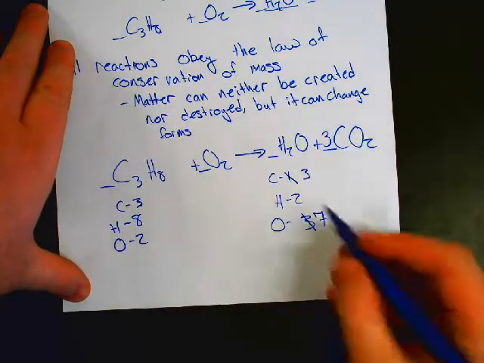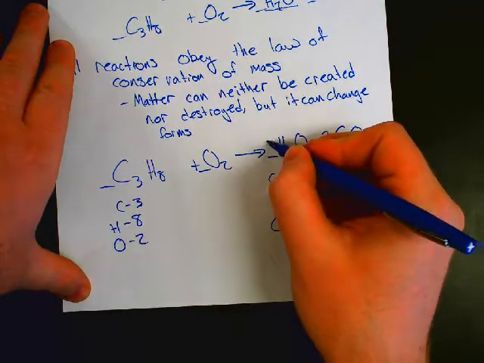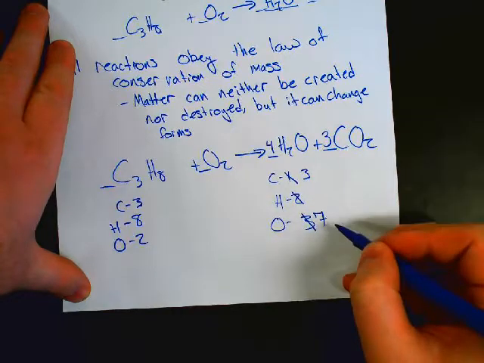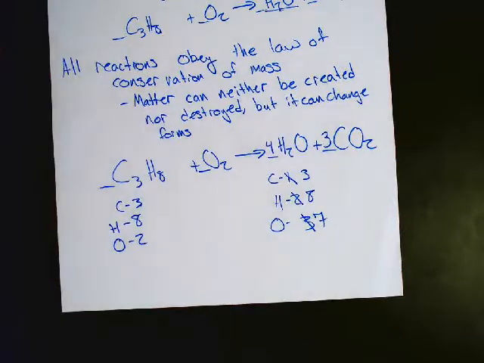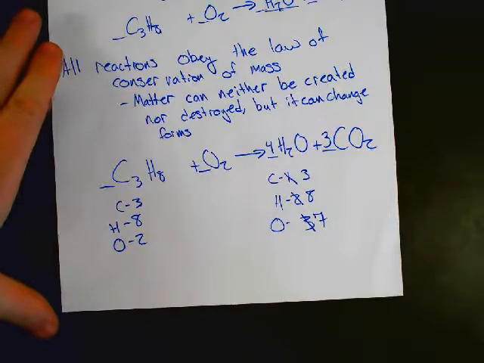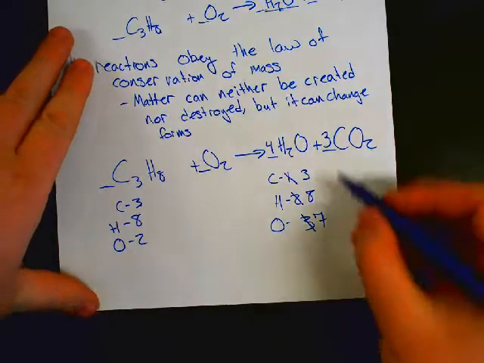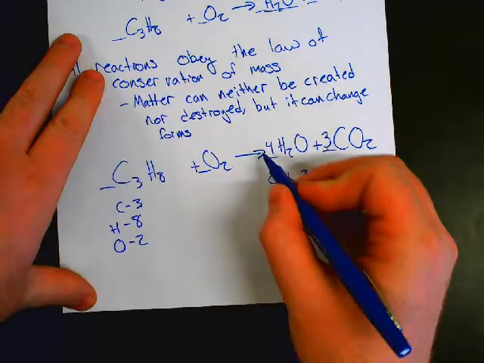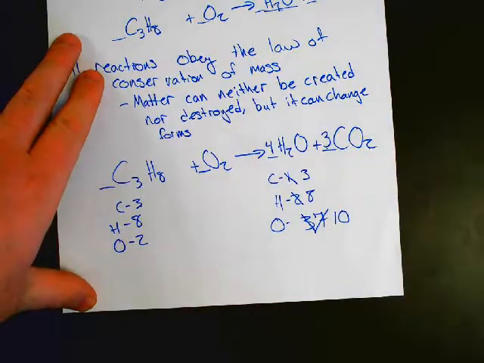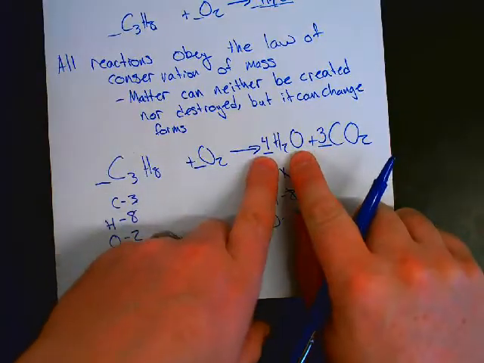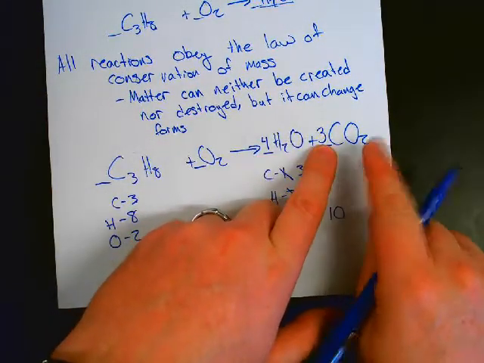Let's balance the hydrogens. Well, I have 8 there, so I need more here. I'm going to put a 4 here. How many hydrogen do I now have? How many oxygen do I now have? How many total? I've got 3 sets of 2, so 6, and 4 sets of 1 for 10. Because we were just saying it's 4 times 1 for 4, 3 times 2 for 6, for a total of 10.